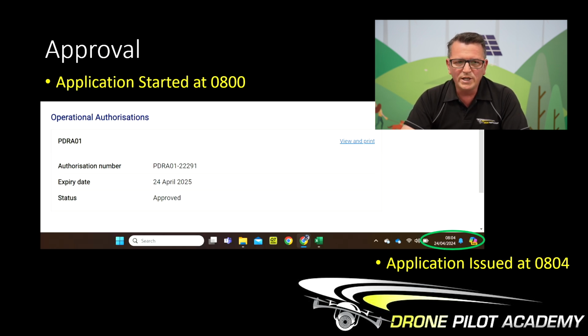This is one that we did at the start when the process was just introduced. We started the application at 0800, bang on 8 o'clock in the morning, and we got our operational authorization issued 4 minutes later.